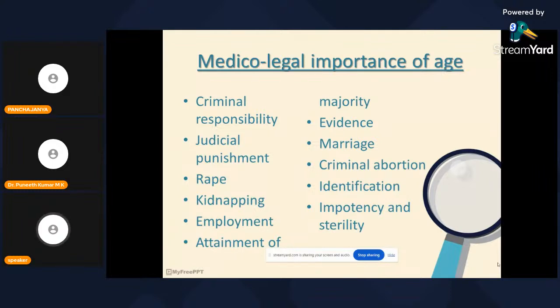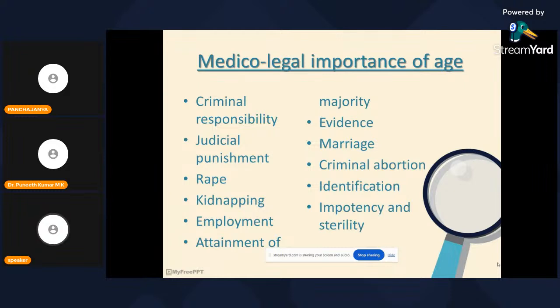And in rape, if a female is below the age of 12, or between 12 to 18 years, and if intercourse is done, even if he is her husband, it will be considered as rape. And kidnapping of females between the age of 12 to 15 or 18 years, in crimes like selling or rape cases, will be considered. And runaway cases: if a female has run away within 18 years, it will be considered kidnapping, even if she is willing.